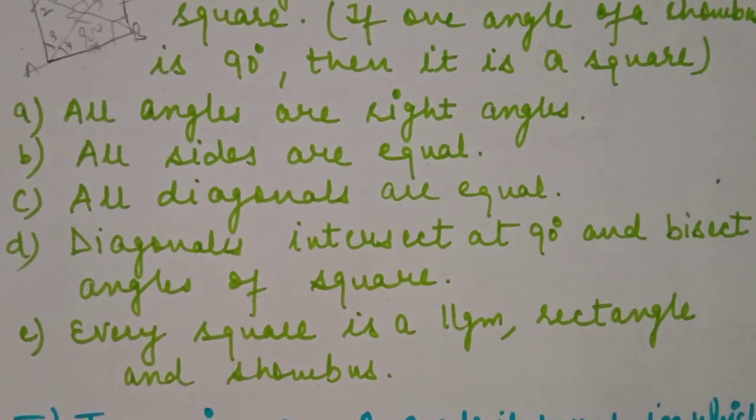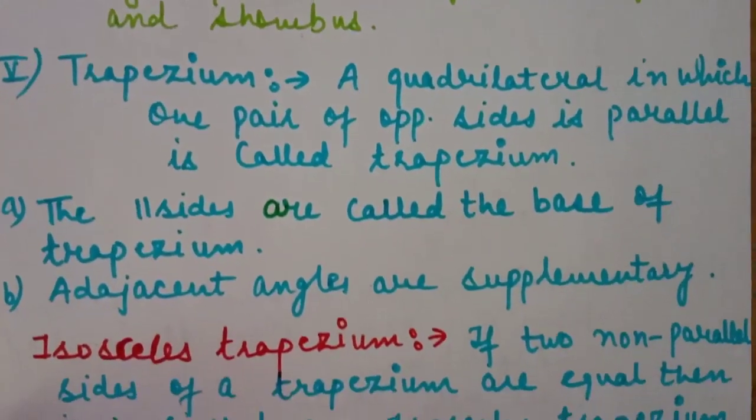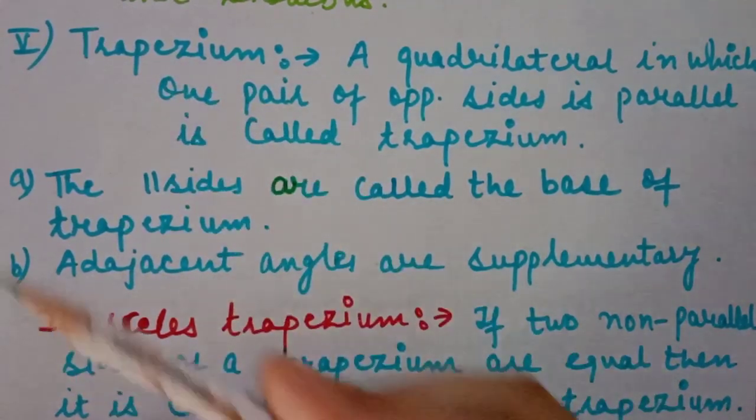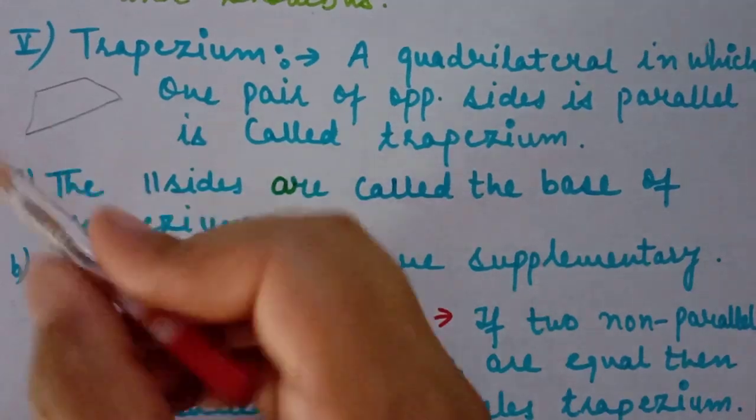So students, the next definition is the trapezium. We have two types of trapezium, a simple trapezium or an isosceles trapezium. So students, first of all, a trapezium is like this.